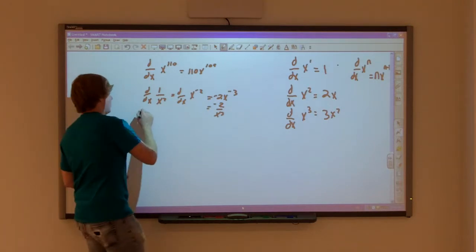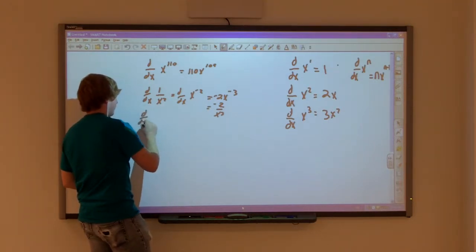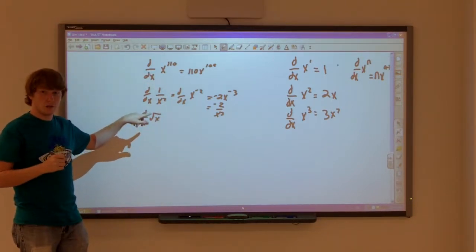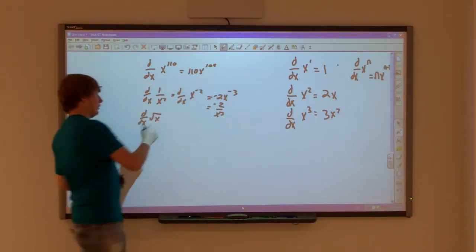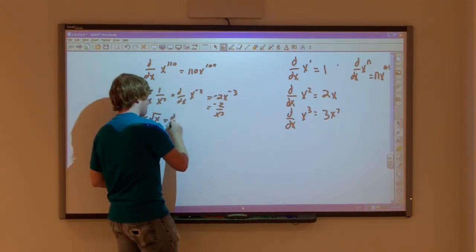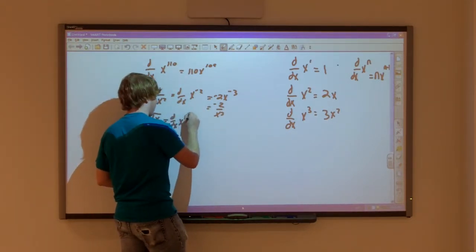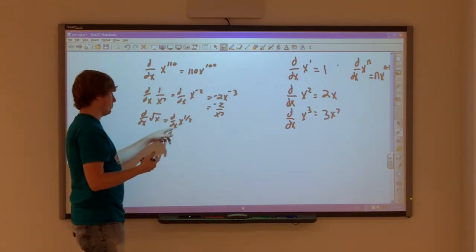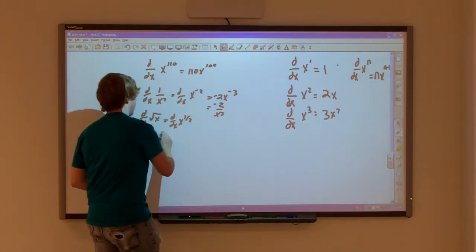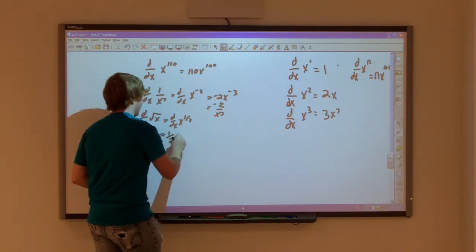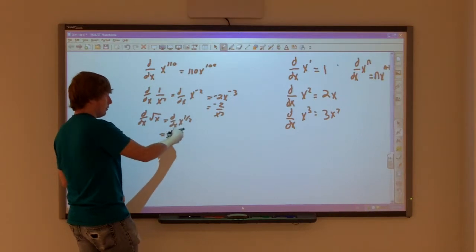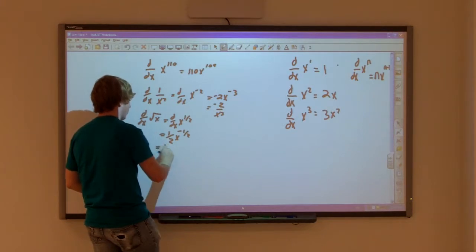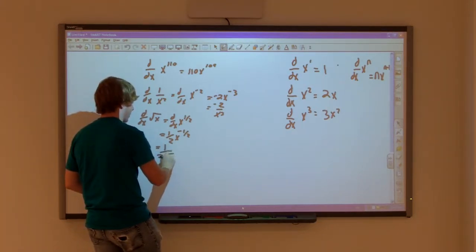And then one more, if you try to take d/dx of the square root of x, we know that roots are just fractional powers, so this is x to the 1/2. So that's going to be d/dx of x to the 1/2. And then using the power rule, you bring this 1/2 down, and you're left with 1/2 x, and then you take away 1 from the power, so that's the negative 1/2, which can be rewritten as 1 over 2 square root of x.